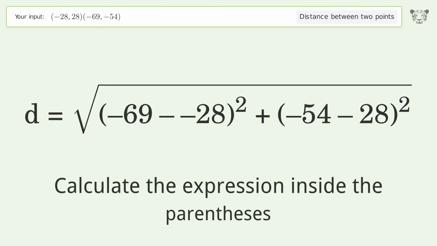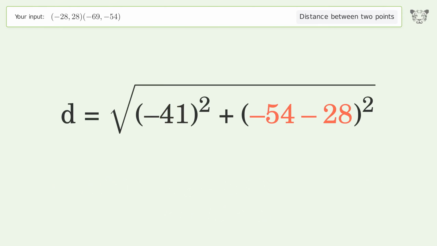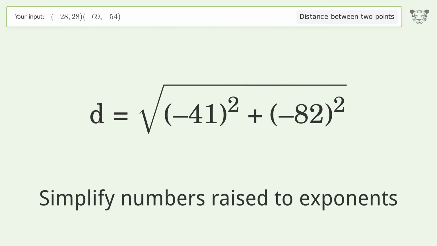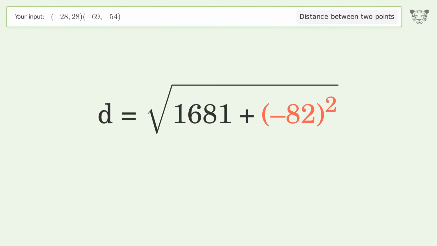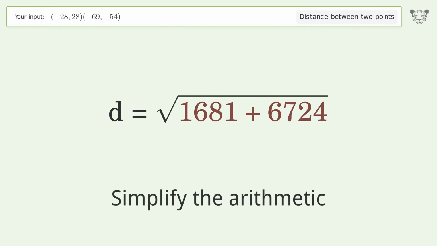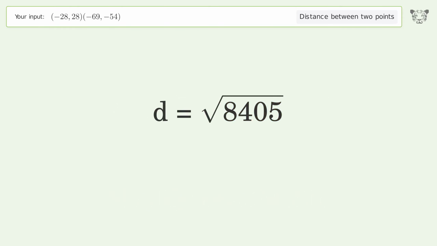Calculate the expression inside the parentheses. Simplify numbers raised to exponents. Simplify the arithmetic. And so the distance between the 2 points is the square root of 8,405, or 91.679.